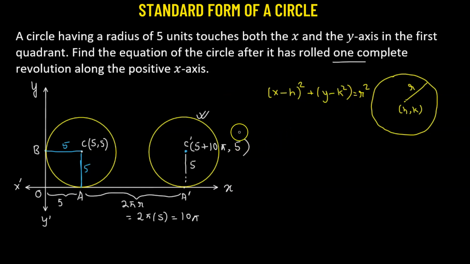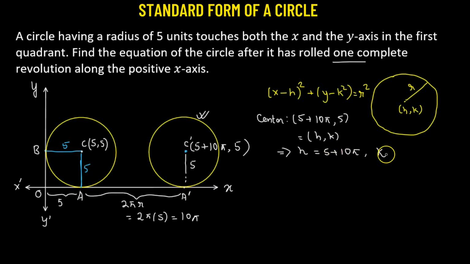Now we already have the coordinate of the center of the new circle. So our center is, we have found out that this value is (5 plus 10 pi, 5). And we know that coordinate is denoted by h, k, which immediately gives us the value of h. The h value, which is the x coordinate of the center, that's 5 plus 10 pi, and k, which is the y coordinate of the center, that value is 5 units. And also the radius is 5, that's given to us.